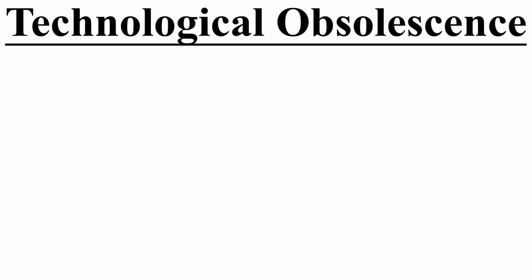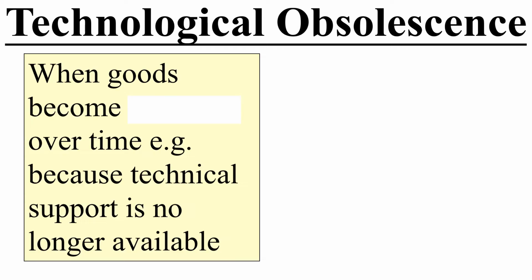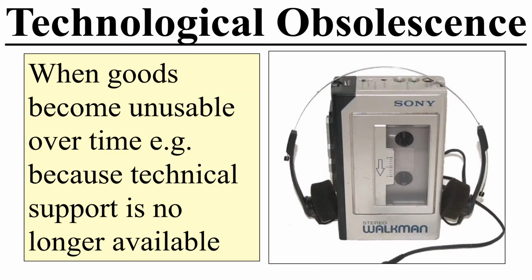That's the kind of producing products, and then one of the things that happens is the product isn't used anymore, and there's different reasons for this. If it's not used anymore, it becomes obsolete. So technological obsolescence is when goods become, what do you think that might be? Something over time, for example, because technical support is no longer available, so that's unusable.